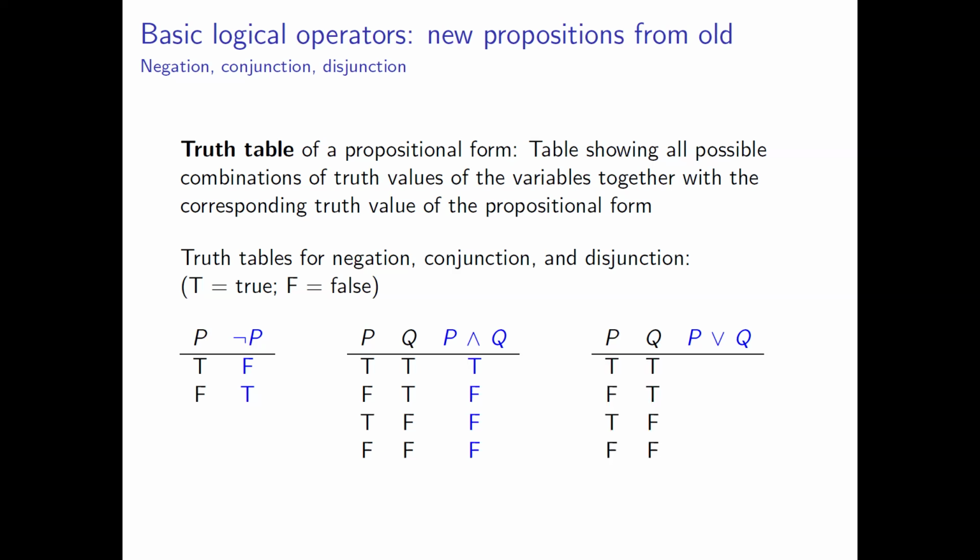This is the truth table of the statement P and Q. The truth table of P or Q also has four rows. By its definition, the statement P or Q is true exactly when at least one of P and Q is true. Hence, it is true whenever both P and Q are true, P is false and Q is true, or P is true and Q is false. It is false exactly when both P and Q are false. This is the truth table of the statement P or Q.